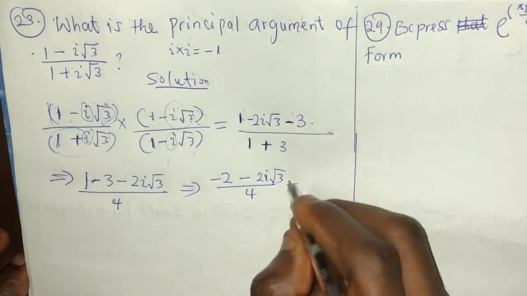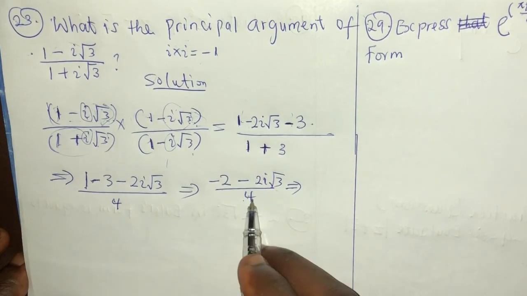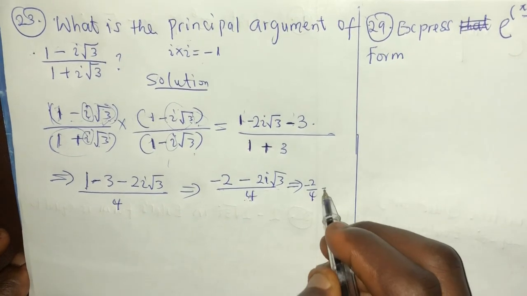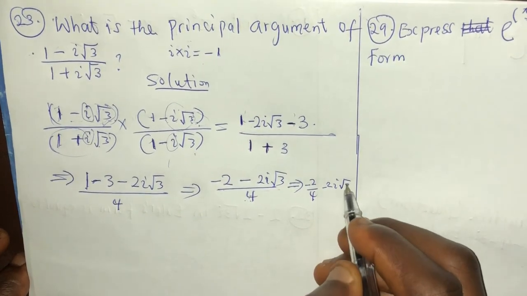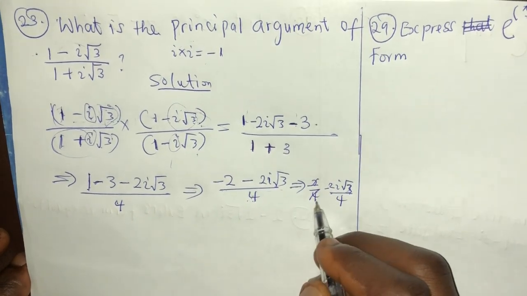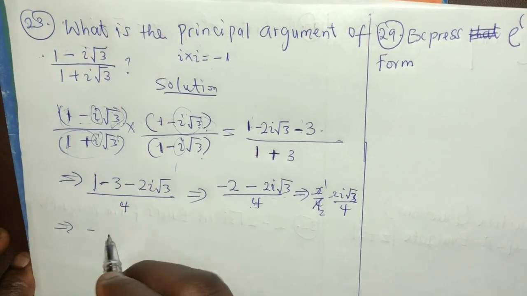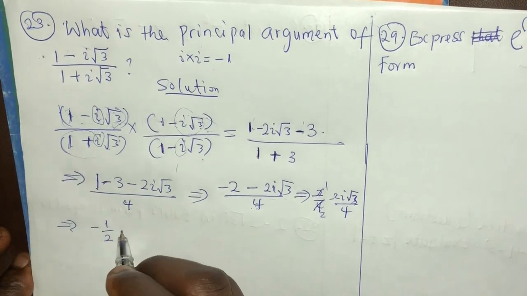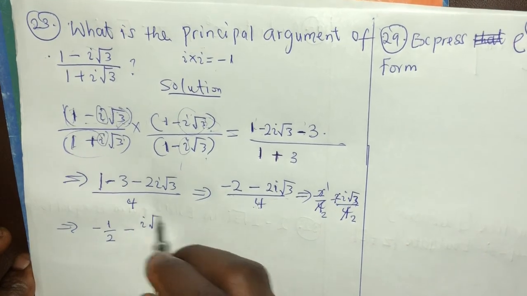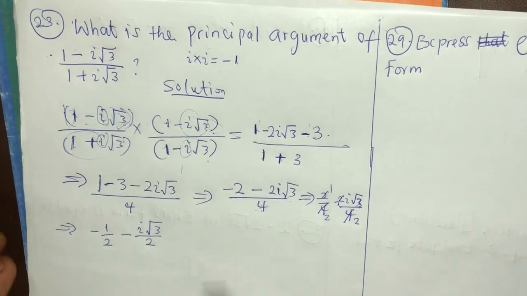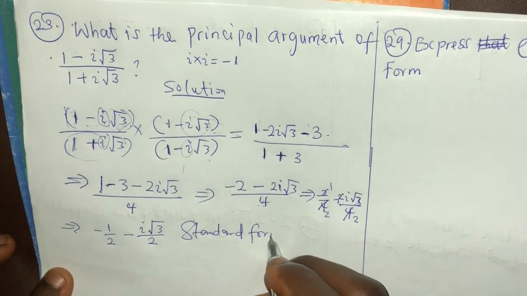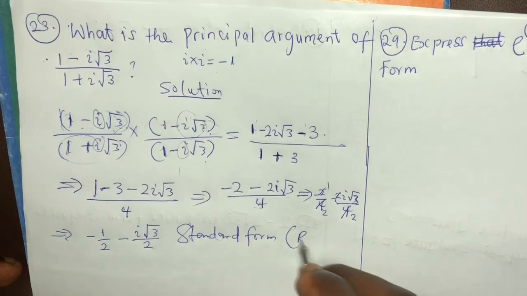Right? So since we have a denominator here which is 4, we can split it for both of them. Minus 2 over 4 minus 2I root 3 over 4. So 2 can divide 4 twice. So our final answer is going to be minus 1 over 2 minus, 2 can divide here too, so minus root 3 over 2. So this is the standard form, or you can call it rectangular form.